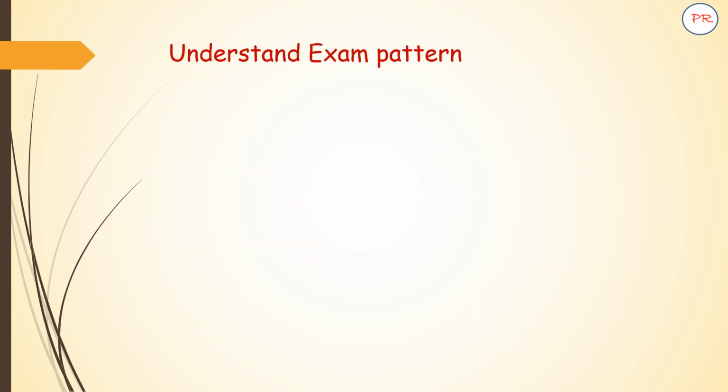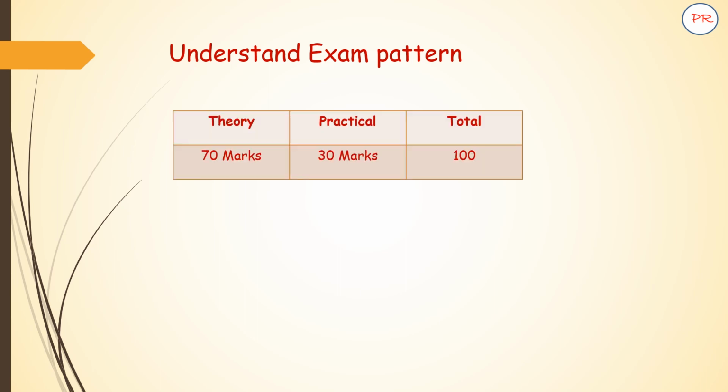Once you decide how many marks you want to score, then you have to understand the exam pattern. See, our exam is for 100 marks, which includes 70 marks theory and 30 marks practical. Now remember, in practical, most of the times students are given 25 plus marks. So the remaining marks you have to score from your 70 marks theory.